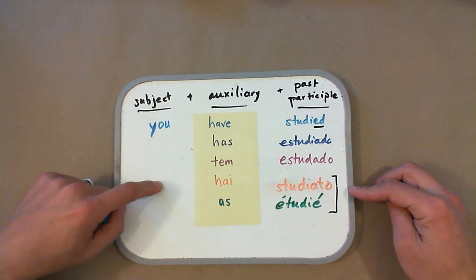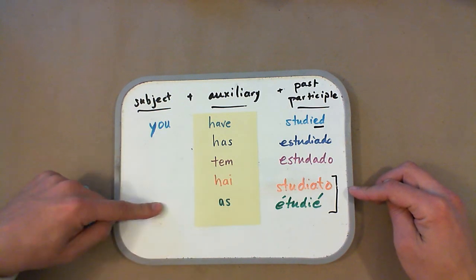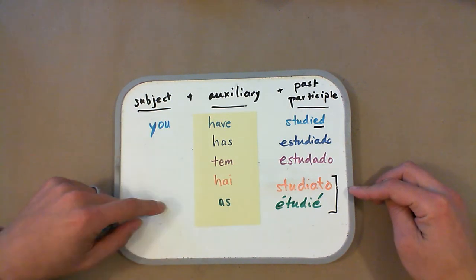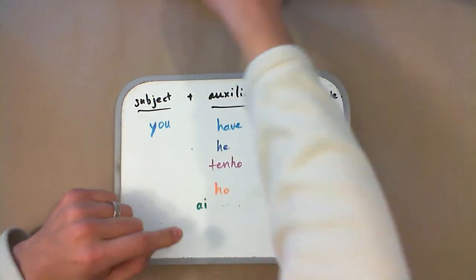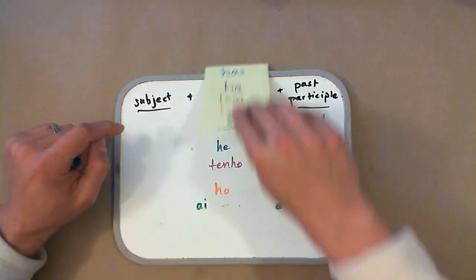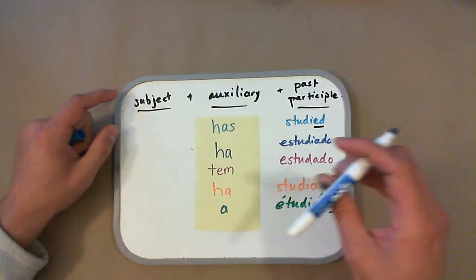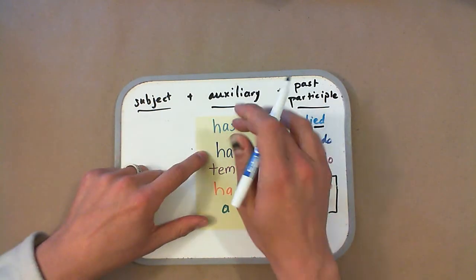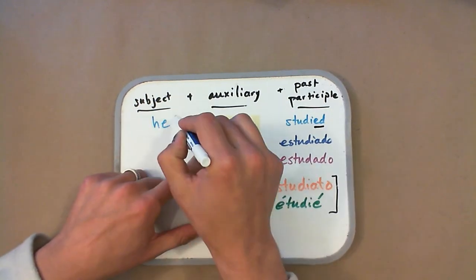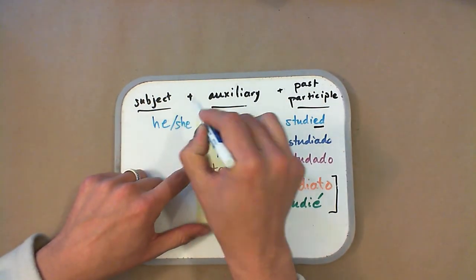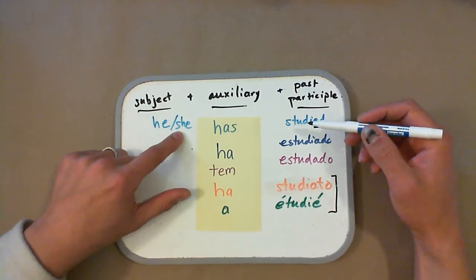Tú hai studiato. And this is tu as étudié. If we change this to he, this will change to has. Or he or she, right? Or it. He or she has studied. She has studied.